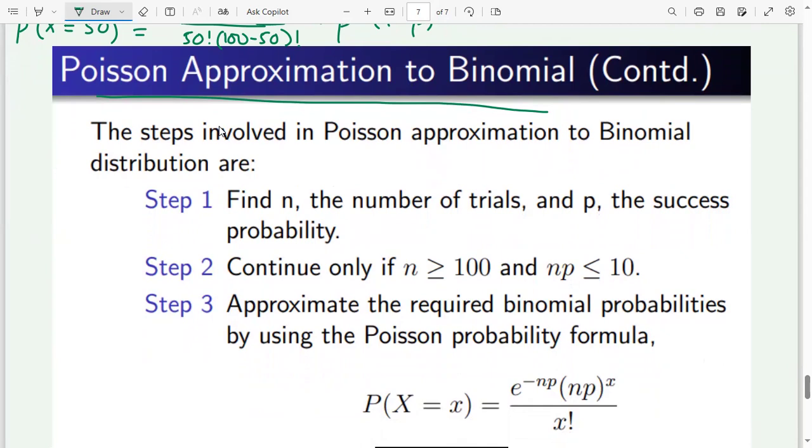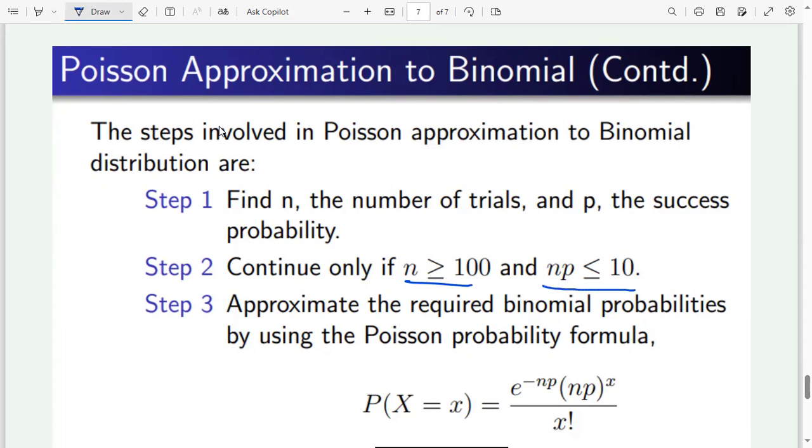Now the question is, when can we do that? We can do that when number of trials are very large and success probability is very small. दो conditions है. N is greater than or equal to 100 and NP it should be less than equal to 10. अगर ऐसा होगा, so we will skip our previous formula which was this and instead use the newer formula. So yeah, we basically skip this part and we use this formula.